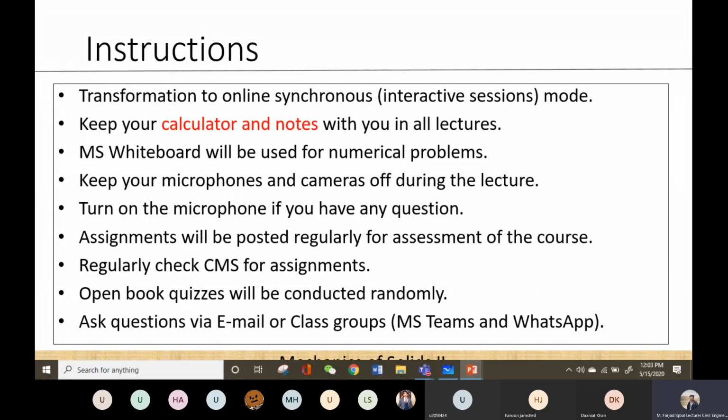We will be doing interactive sessions for this course as well, just like the structure analysis course. I would suggest you keep your calculators and notes with you in all the lectures and keep making notes, because for this course, strictly, I will be solving the numericals on the whiteboard. And if you have any question, you can turn on your mic and ask me.